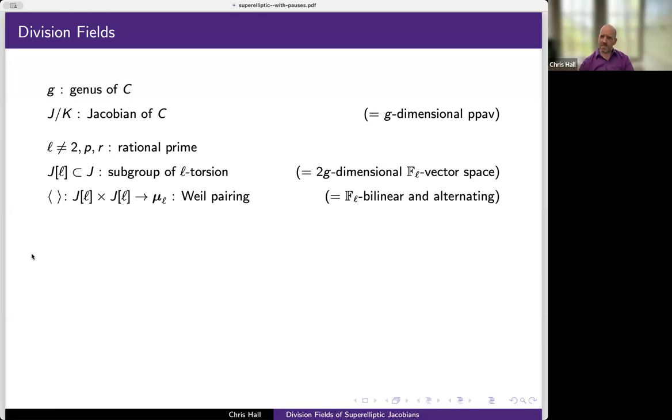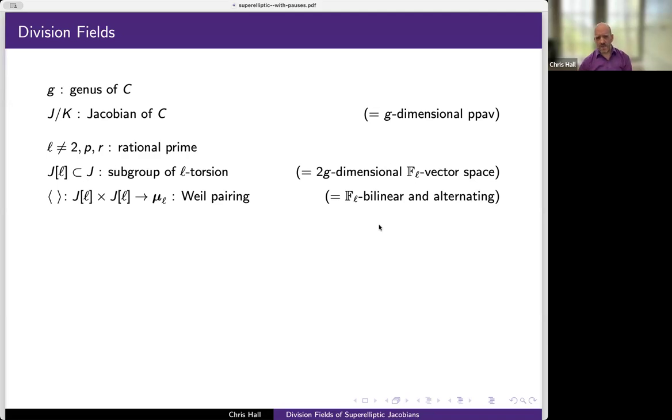And then because my Jacobian is principally polarized, it has a Weil pairing. Well, it has an isogeny to its dual, or it's isomorphic to its dual, I should really say. And this induces a nice pairing on torsion, which we call the Weil pairing. I won't define it for you. I imagine you've seen it before. I'll just remind you that its important point is that it's F_l bilinear and alternating, and maybe I should also say non-degenerate. Okay, so it's a very nice extra piece of data that one can attach to the l-torsion.